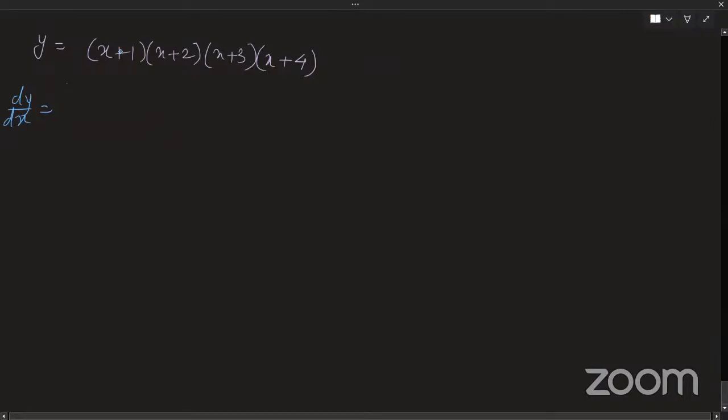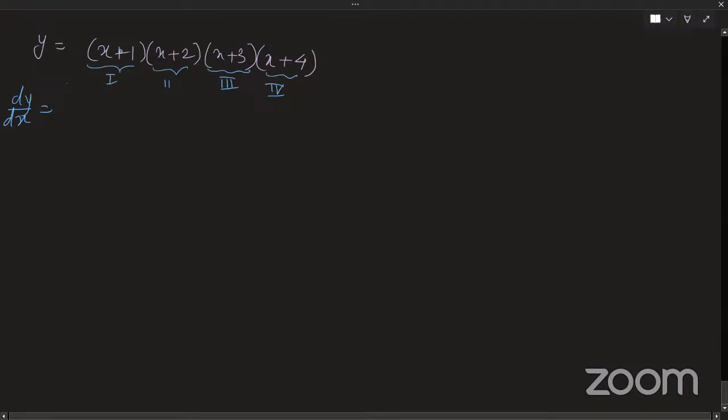So you have got four functions in multiplication, but instead of going into the long calculations, we just need to differentiate one function at a time. Over here, you have got the first function, this second function, this third function, and this fourth function.